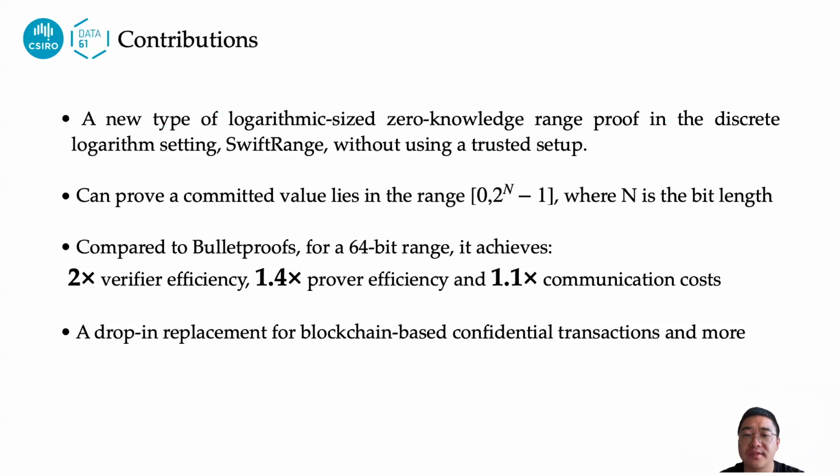Our proof is designed to be a competitor to another state-of-the-art range proof called bulletproofs. Compared to it, for 64-bit range, our proof achieves twice the verifier efficiency and 1.4 times the prover efficiency, at the expense of 1.1 times the communication costs. It can be a drop-in replacement for blockchain-based confidential transactions and many other applications.